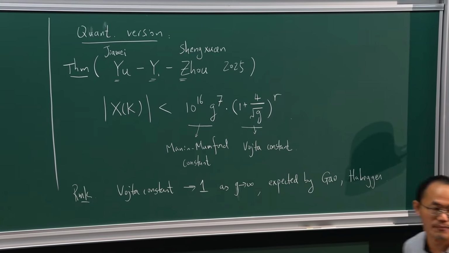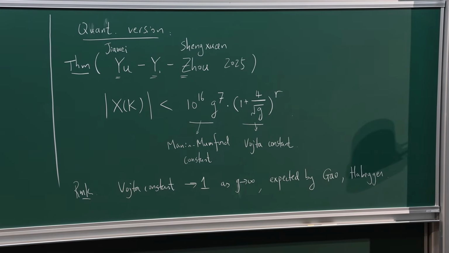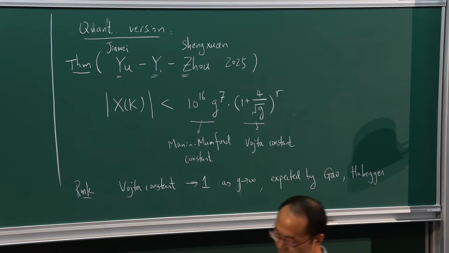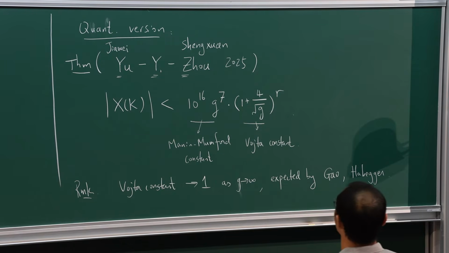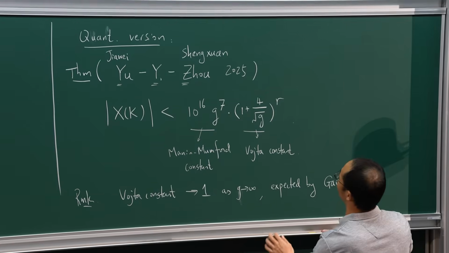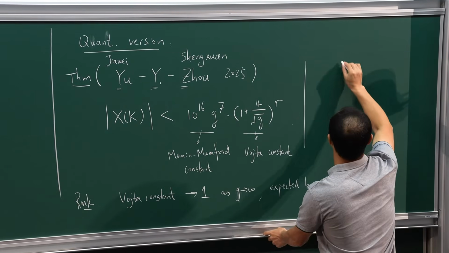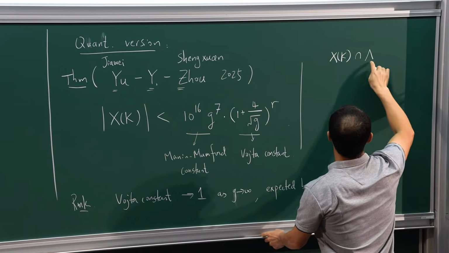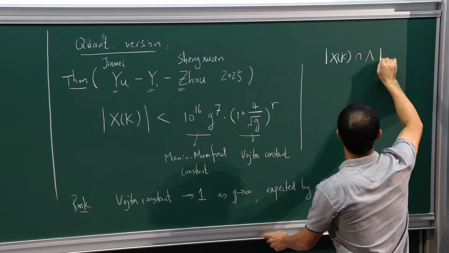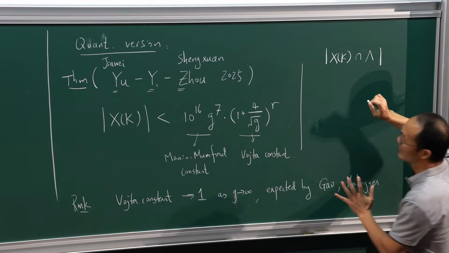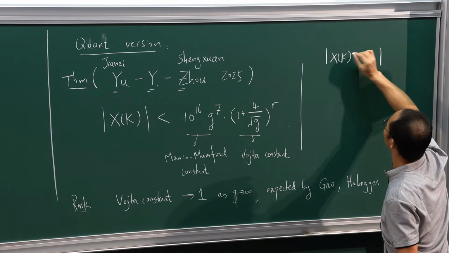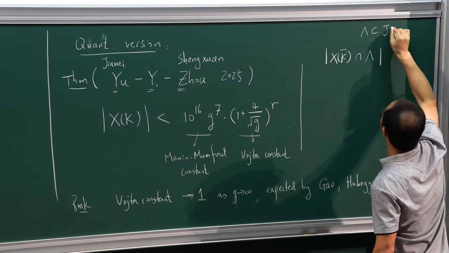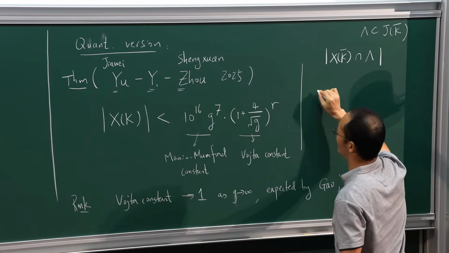Excuse me, do you have the same bound for the number of points in a given subgroup of rank r? Yes. I was a little bit lazy, so I didn't write it. So if we intersect with a finitely generated subgroup, a subgroup of finite rank, in J(K bar), then we will have the same bound.